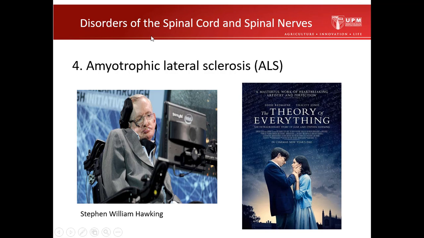So I'm sure you know this guy. This is Professor Stephen William Hawking. He is a very well-known scientist in physics. So he was diagnosed with ALS since he was 21 years old. He passed away in 2018. So he lived with ALS for more than 50 years. So if you are interested, you can also watch his movie known as The Theory of Everything.